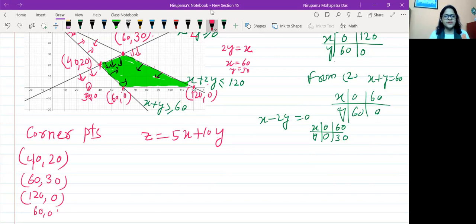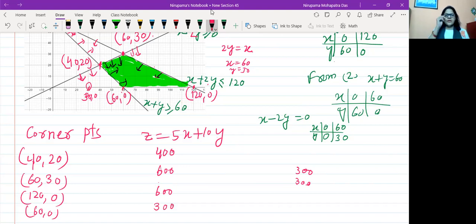4 corner points. Okay, so when it is 40, 20, 5x means 200, and 200 more, 400. For 60, 30, 60 means you are getting 300, and 30 means you are getting 300, so you are getting 600. Just check the calculation. For 120, 0, 120 gives 600, right? 600. For 60, 0, 300.